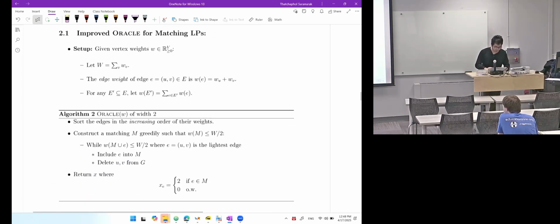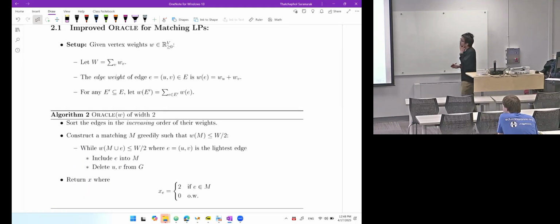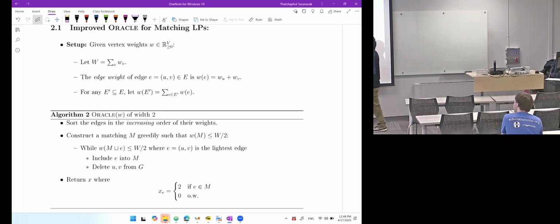And the algorithm is basically this. I'm just going to sort edges according to their weight. So the best bang per buck edge is just going to be the first one in this order, but we just sort all of them right now. And now I'm going to find a matching in a greedy way, such that the total weight on the edges of the matching is at most W/2. How do I find this?